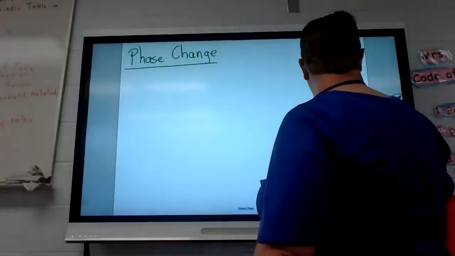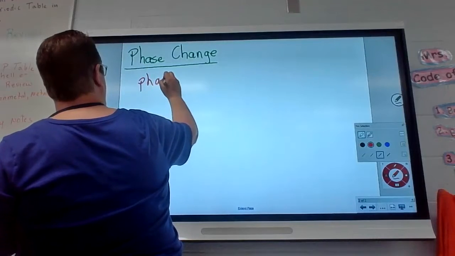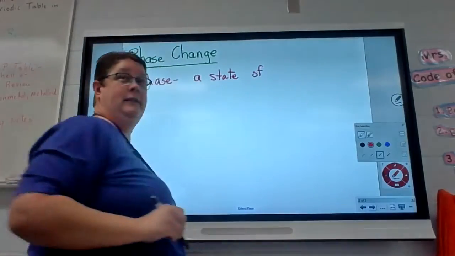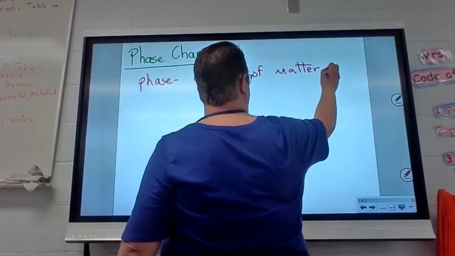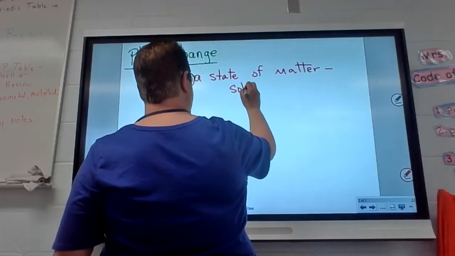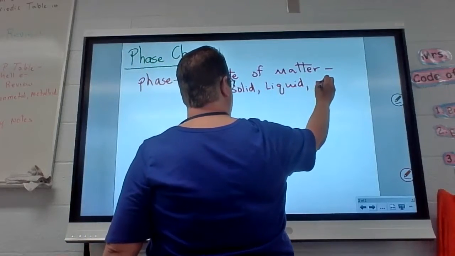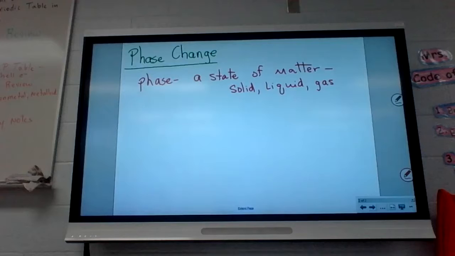Now, what's a phase? A state of matter. Okay, so what are our states of matter that we're going to work with? Solids, liquids, and gases. All right, so when we say a phase, we're talking about a solid, a liquid, and a gas. Now, most likely in middle school, you talked about 4 of the 6 phases. You might have done 5. There's 6. We're going to do all 6.